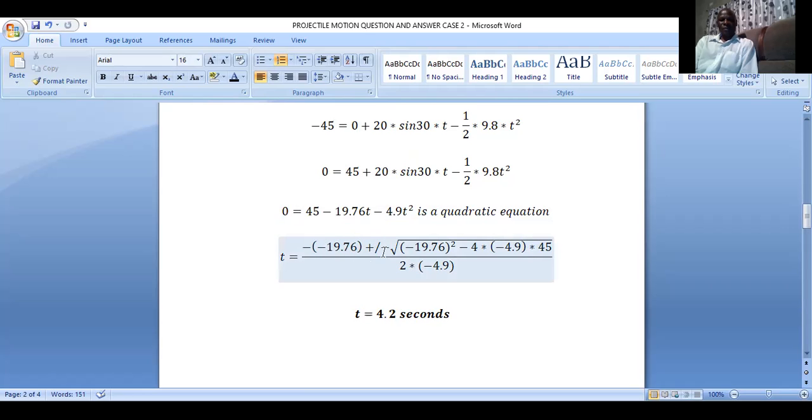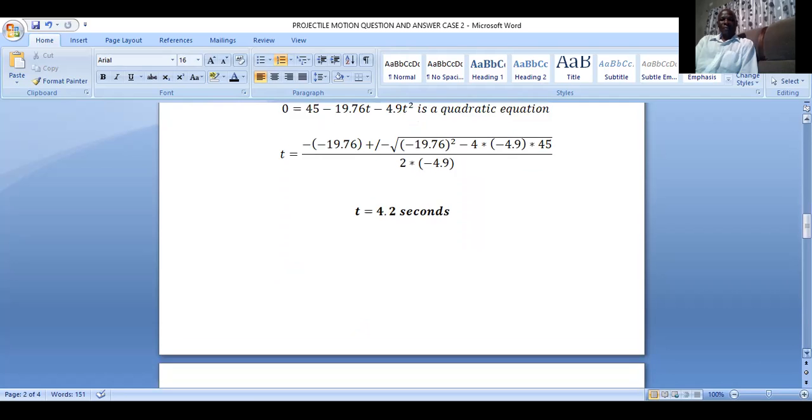And so this one becomes positive, plus or minus, and you square b squared, which is 9.76 squared, minus 4 times our a here, which is negative 4.9, and our c is positive 45. And you divide everything here by 2 times a. Our a here is negative 4.9. And so when you simplify this equation, you get your time as 4.2 seconds.